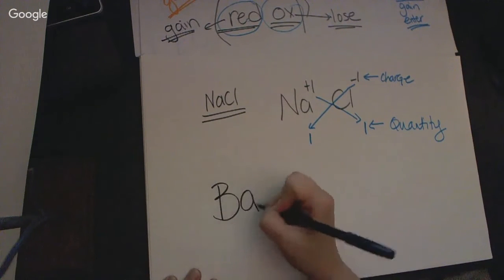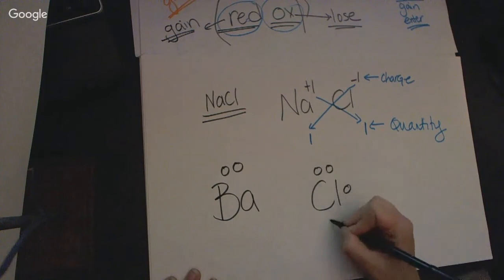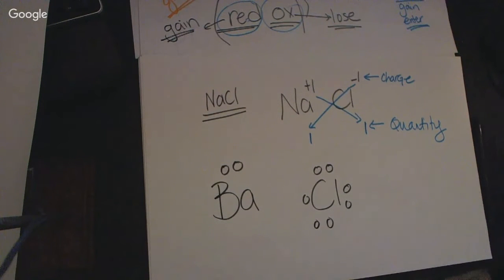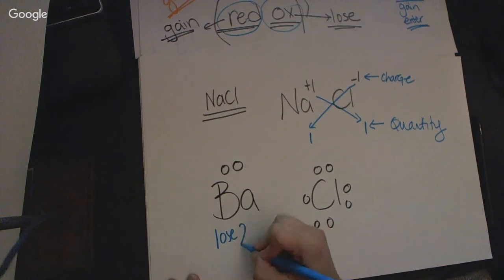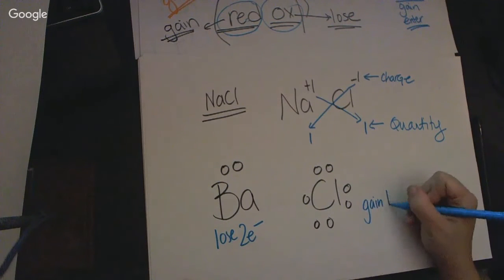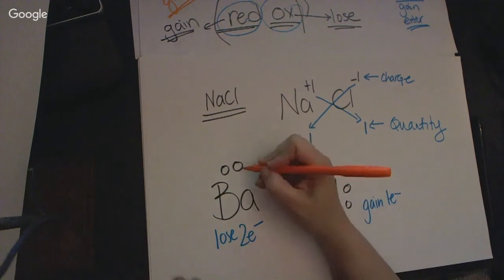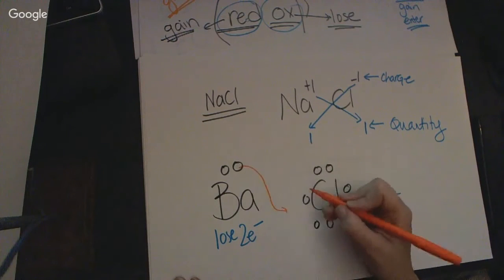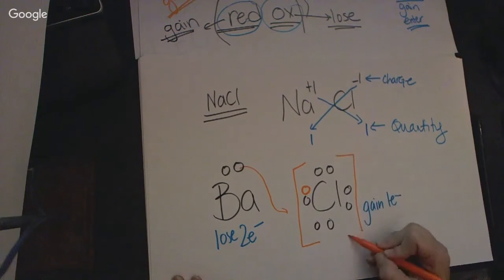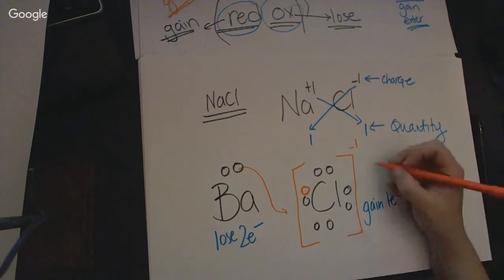Here's barium. Barium's like, I have 2 in my valence, and chlorine is like, I have 7. Barium is like, all I ever wanted to do in life was lose 2 electrons. And chlorine's like, all I ever wanted to do in life was gain 1 electron. So they go home and do this little thing called swapping valences. This barium is going to satisfy chlorine's valence, and chlorine's like, now I'm so satisfied.